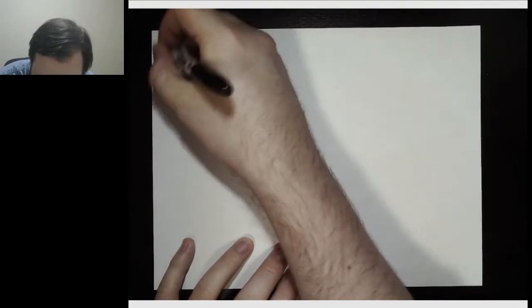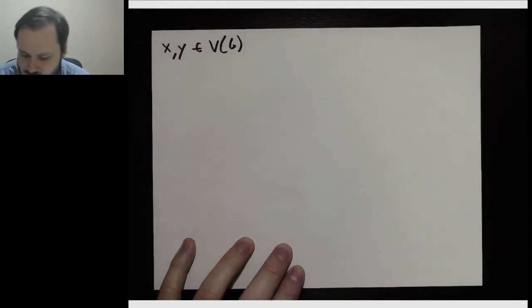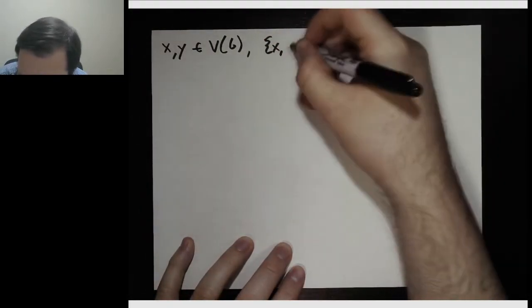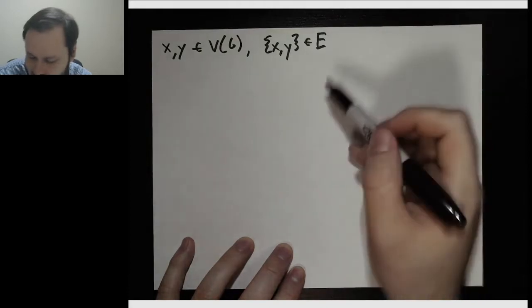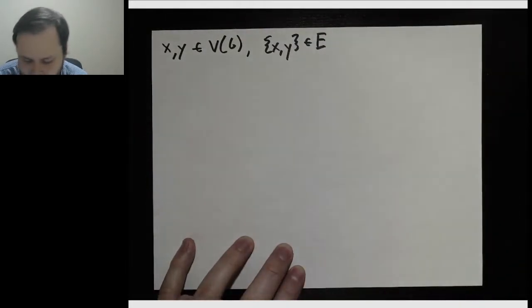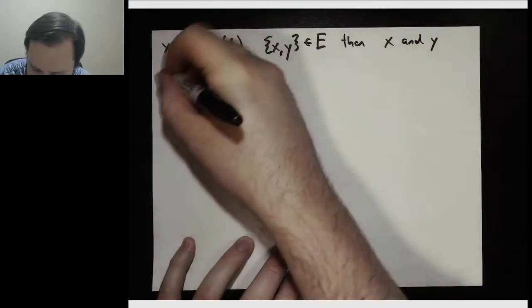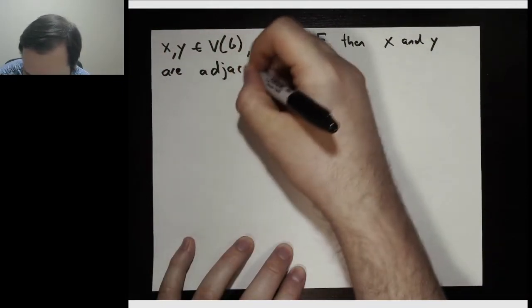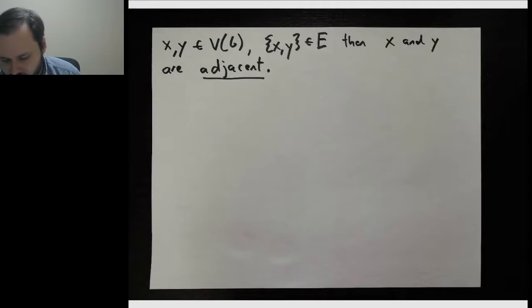So I want to talk about some graph terminology and maybe also some problems related to graphs. If x and y are two vertices in some graph G, and there's an edge that contains those two vertices, so this is a set that's inside of another set, because remember, edges are subsets with two things in them, then x and y are adjacent. So we use the word adjacent to talk about two vertices that have an edge between them.